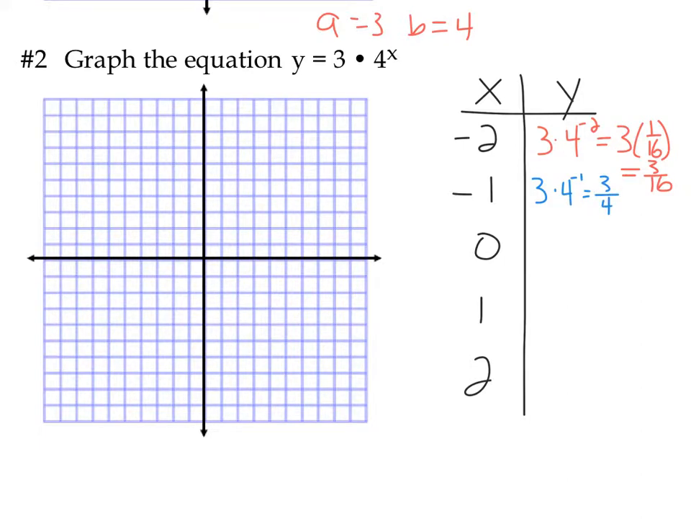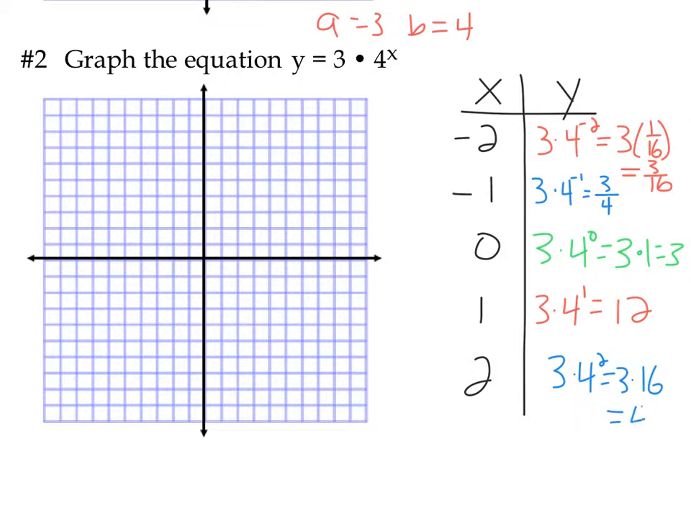When we put 0 in, it's 3 times 4 to the 0. That's 3 times 1. And if you plug 0 in as an exponent, anything to the 0 power is equal to 1. 4 to the 0 power is equal to 1. Okay? Then we put a 1 in, we have 3 times 4 to the 1st, which is 3 times 4, so that's 12. And then we plug a 2 in, we have 3 times 4 squared, that's 3 times 16, and that's 48.